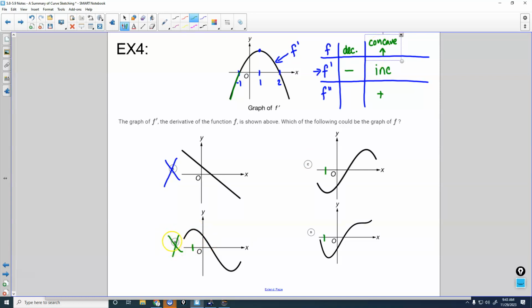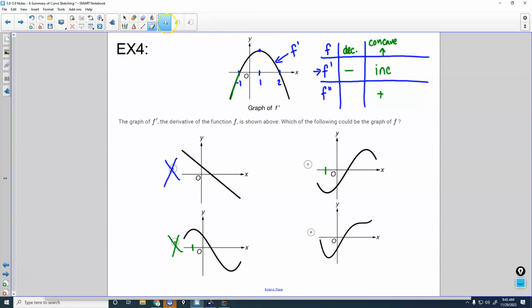No, that one's out. Are we decreasing and concave up here? Yes. What about here? Yeah. Maybe. I think it might go over. I think my spot might be in the wrong. I'm not going to throw out D yet. Okay, let's look at the next section.